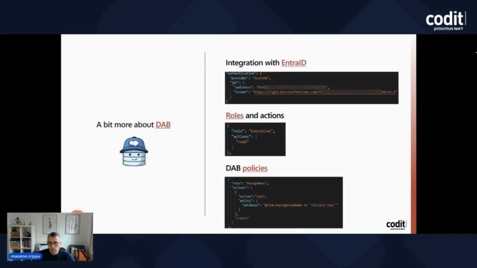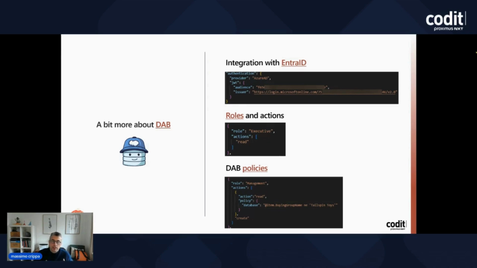Okay, so let's now move on a bit more about DAB. You can work with Entra ID, so you can use it in a non-authenticated way, but also secured by Azure AD. We can define roles and actions based on a specific role, which is a claim in the JWT token. I can decide that that claim can read, that kind of claim can create or delete. And also I can use DAB policy, as you can see at the bottom of this, in combination with roles to make sure that I can add an additional filter on the database.